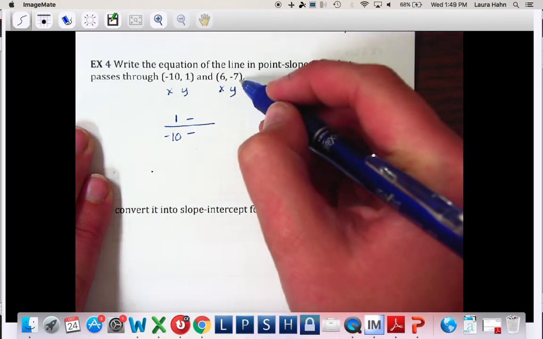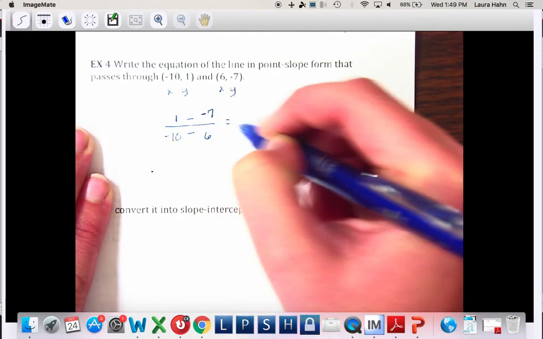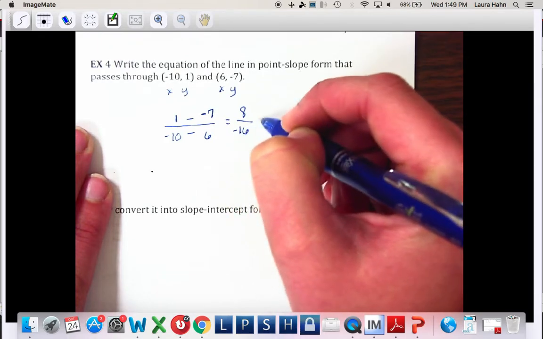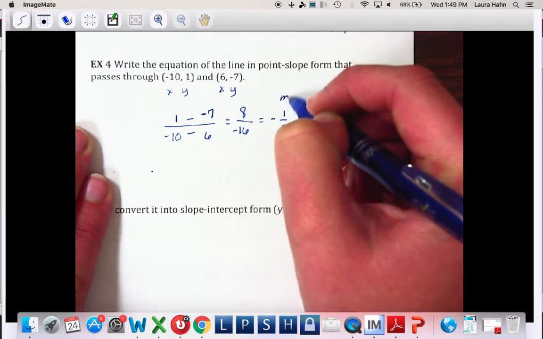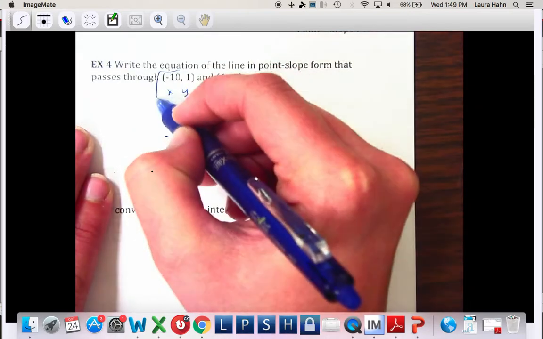Okay, y goes on top, so -7 on top, the 6 goes below it. So when I calculate this, on top I get an 8, on the bottom I get a -16. So when I simplify, that becomes a -1/2. That is my m, my slope. So it does not matter which point we use, so I'm going to go ahead and box in this first one.